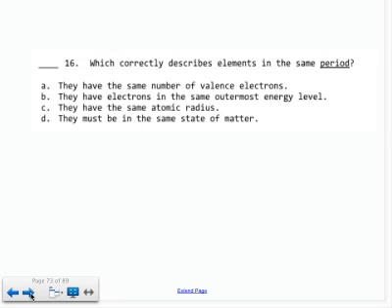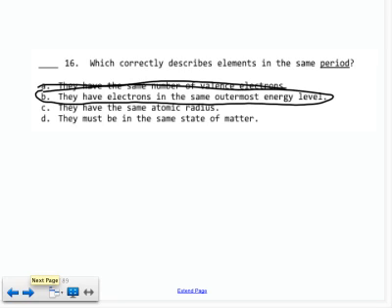Which correctly describes elements in the same period? So that's the same row. Same number of valence electrons? No, that's elements in the same group. They have electrons in the same outermost energy level. That's definitely a possibility. They have the same atomic radius? No, atomic radius changes. And must be in the same state of matter? Absolutely not. There are gases, liquids, and solids in the same period in some cases.